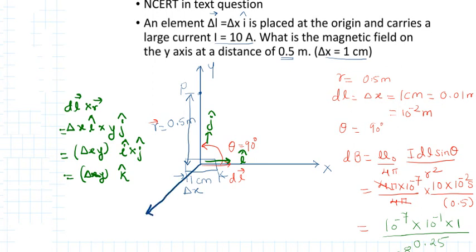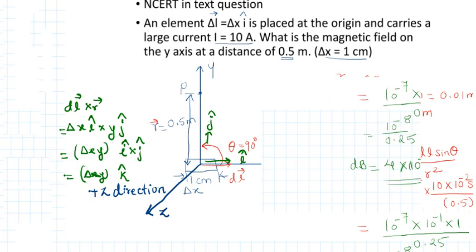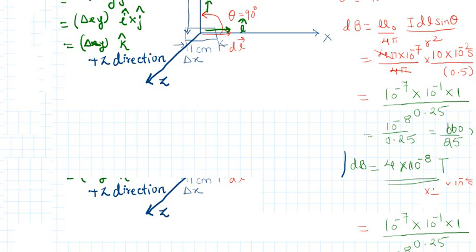So along this z axis, that is positive z direction, the magnetic field will be pointing with a value 4 into 10 to the power negative 8 Tesla. This is how you should write your final answer along with the direction. The magnitude 4 into 10 to the power negative 8 Tesla, and the direction is positive Z direction. Okay, don't forget to write the direction also, which is very important.